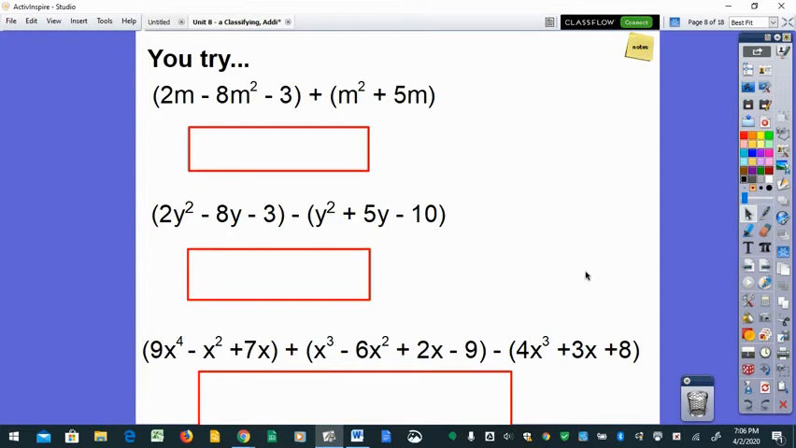Okay, what I'd like you to do here is to pause the video and try these 3 on your own. And then when you're all set, restart the video and let's see how you did. Okay, let's take a look at this first one.